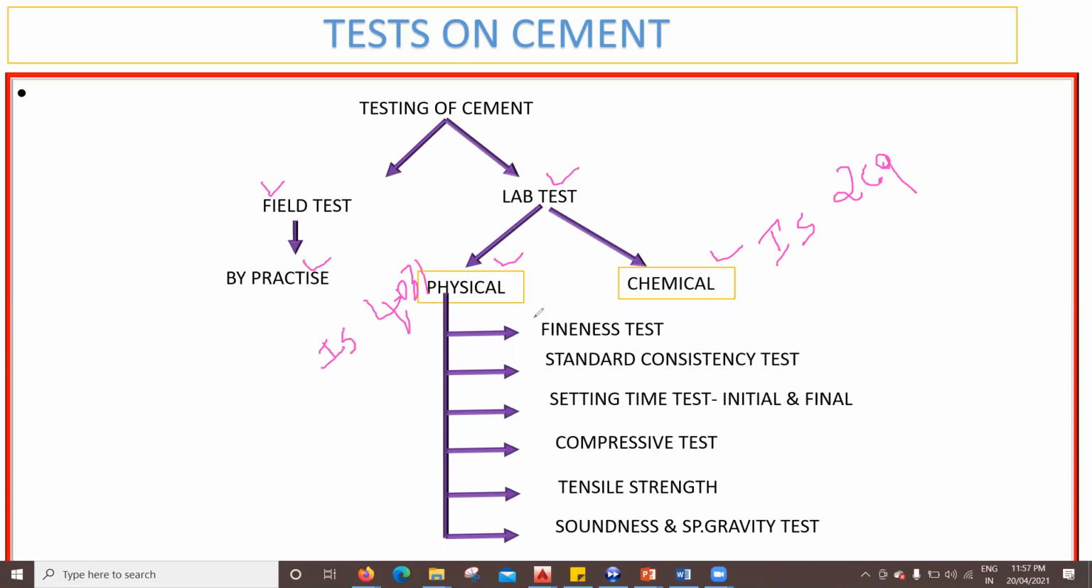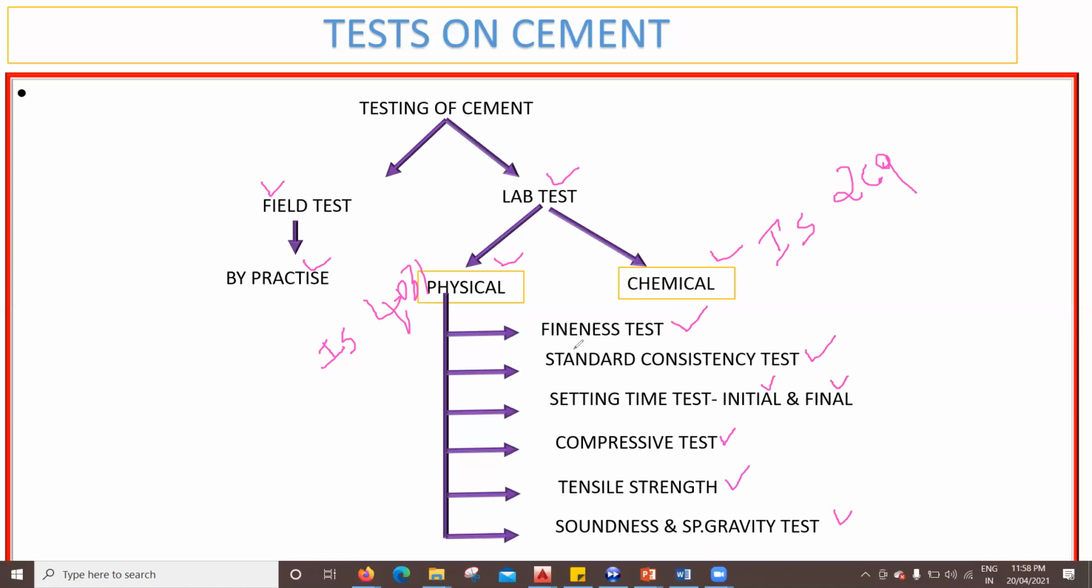Under the physical test, the first one we have is the fineness test. Then we have the standard consistency test, which will tell us exactly what amount of water is required. Then we have the setting time test. Under that we have initial setting time and final setting time, which tell us the initial setting time of a cement and the final setting time of a cement. Then we have the compressive strength of the cement. Then we see the tensile strength, and then we have the soundness test and the specific gravity test.